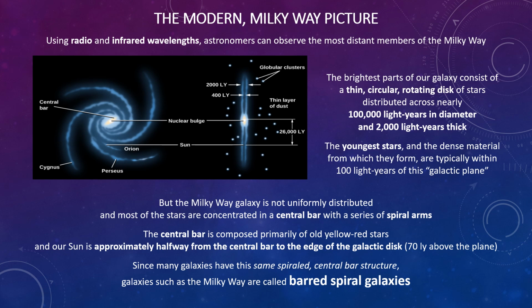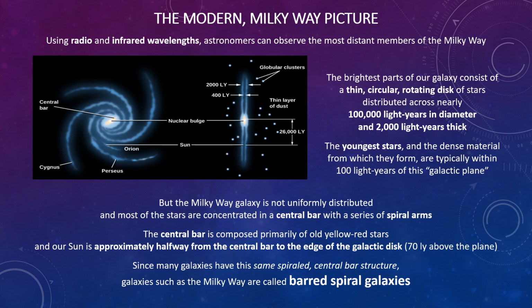The brightest part of our galaxy consists of a thin, circular, rotating disk of stars that's nearly 100,000 light years in diameter and about 2,000 light years thick. We can see an artist's representation of the Milky Way galaxy with its spiral arms, the Cygnus, the Perseus. We are actually in the Orion arm. We can see it face on and from the side. So our galaxy is a very thin, flat disk, with a diameter of 100,000 light years but only 2,000 light years in thickness.